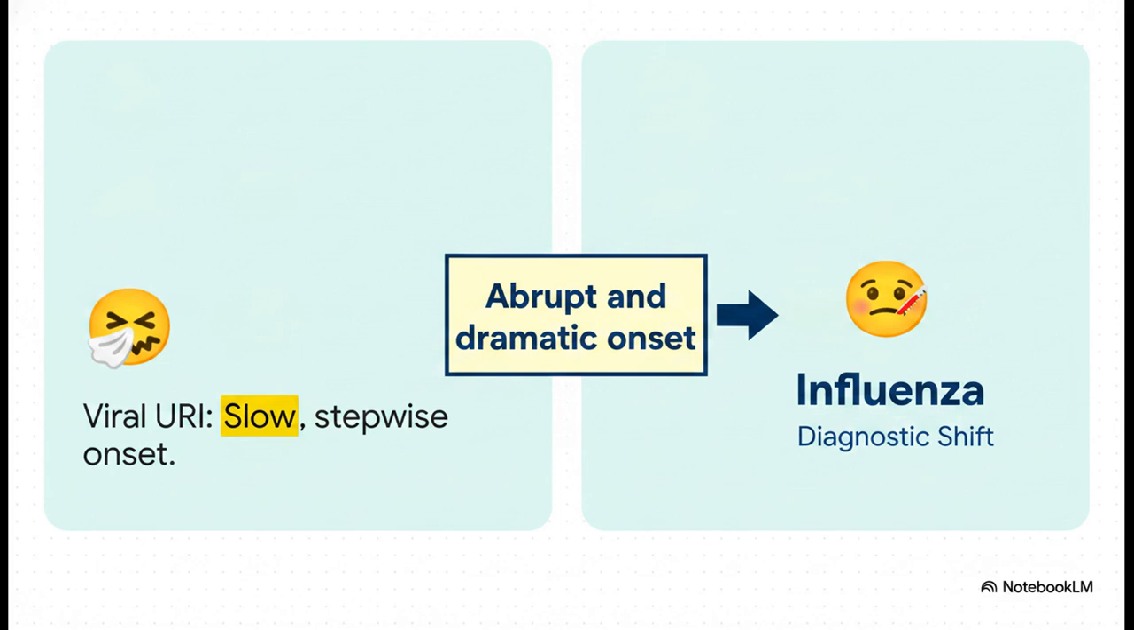A slow, stepwise onset confirms that common cold, but an abrupt, dramatic onset, that immediately flips the base rate to influenza, especially if you see a high fever and myalgias. The speed of onset is the management-changing clue.